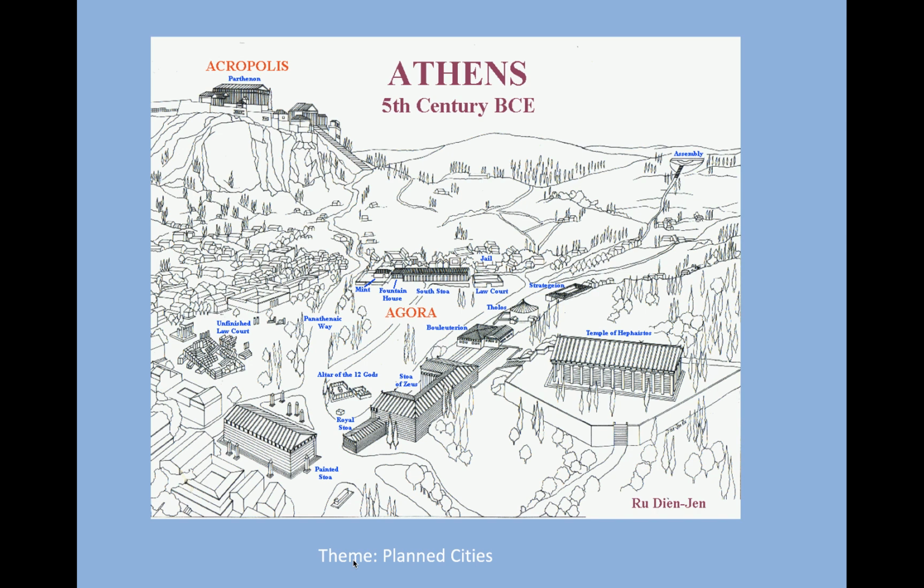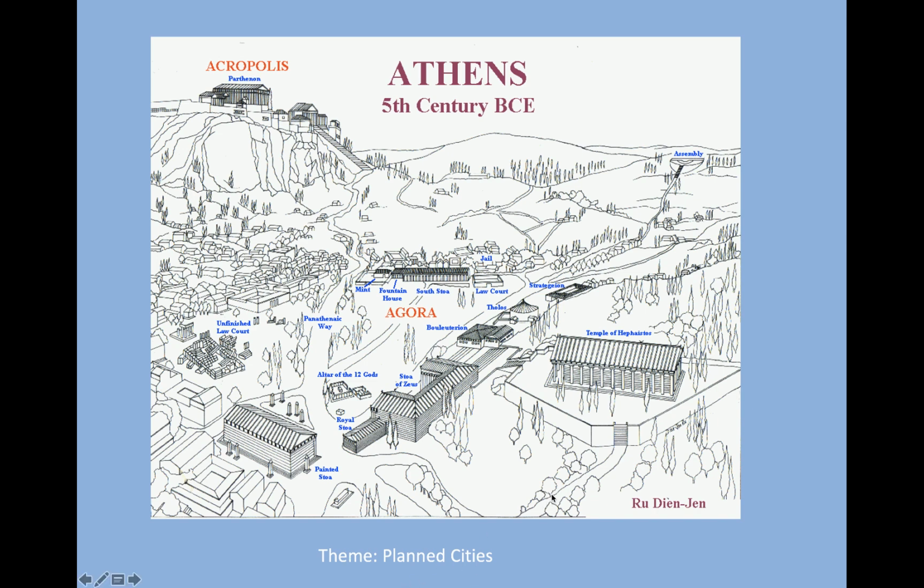We've seen the temple of Amun-Re. We've seen the Apadana. But with that, we only got those single buildings. The Agora is city planning, not just a single building. And so here we see that.